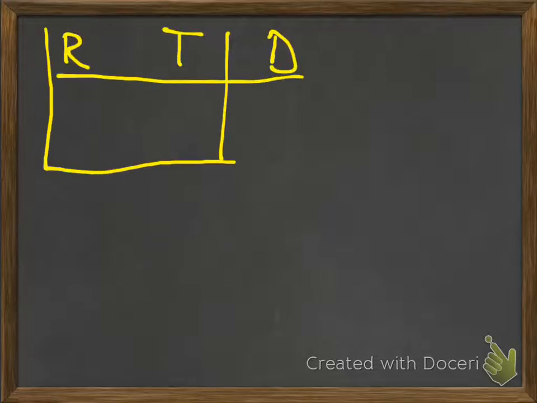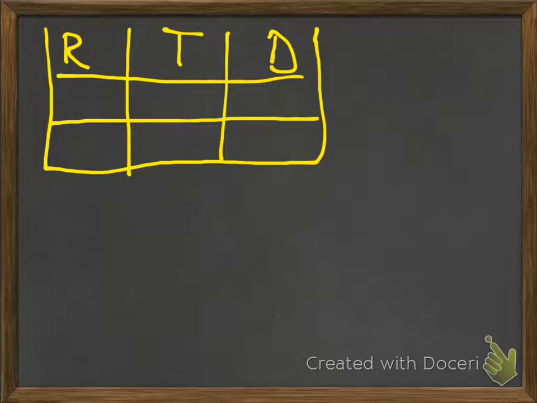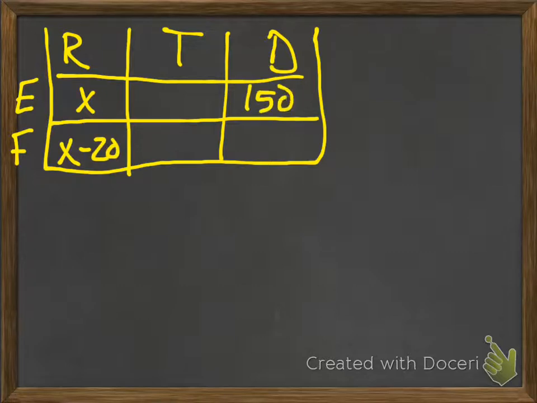Okay, so the first thing we would do is create a little box for these types of problems. Rate, time, distance, because everything moves at a speed, travels a certain time, and goes a certain distance. Now, I don't know the rate of the freight train or the express train, but I do know that it had a speed, so I'm going to say that's x. And the freight train was 20 less than that, so x minus 20. The distance that the express train went was 150, the freight train went 100.